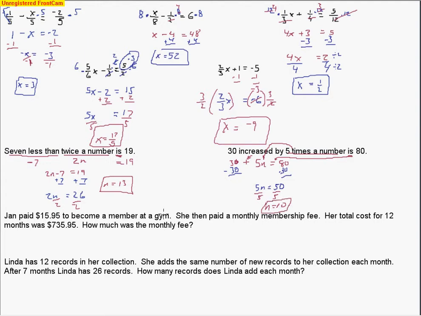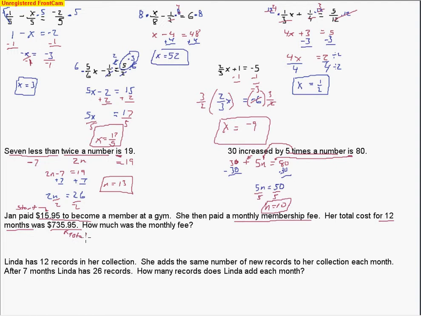Well, our next problem is a word problem that we have to write an equation for as well. So it says Jan paid $15.95 to become a member at a gym. So this is like a starting point. And so she's going to start with paying this amount. And then she paid a monthly membership fee. And her total cost for 12 months, so for 12 months, was this amount. So this is our total.